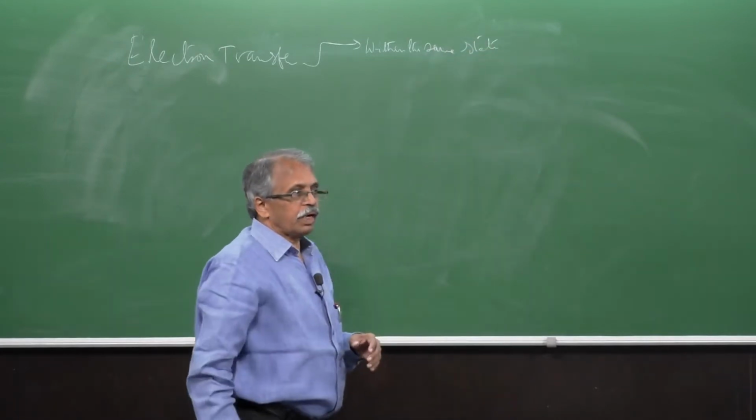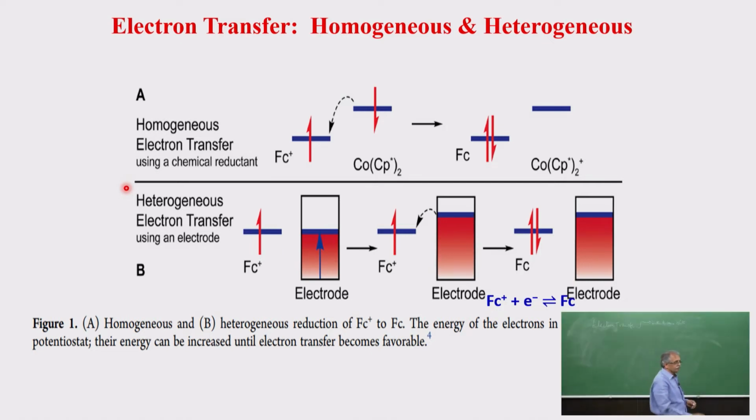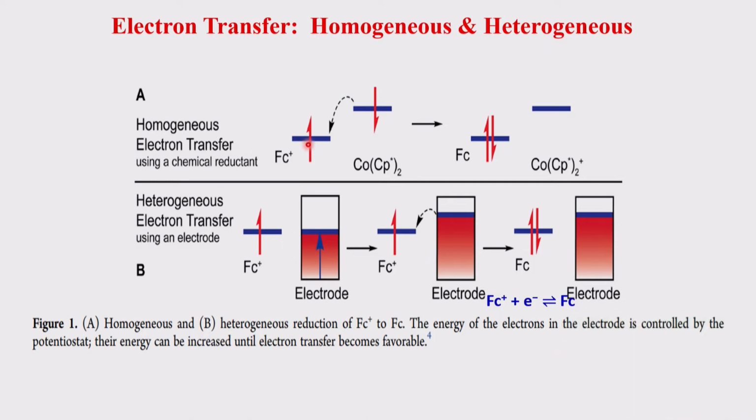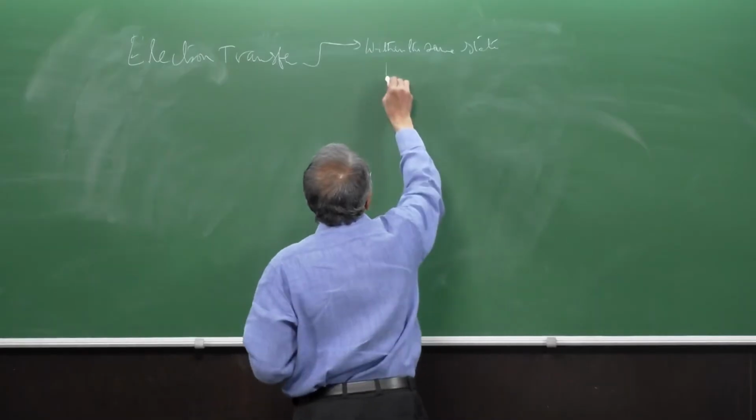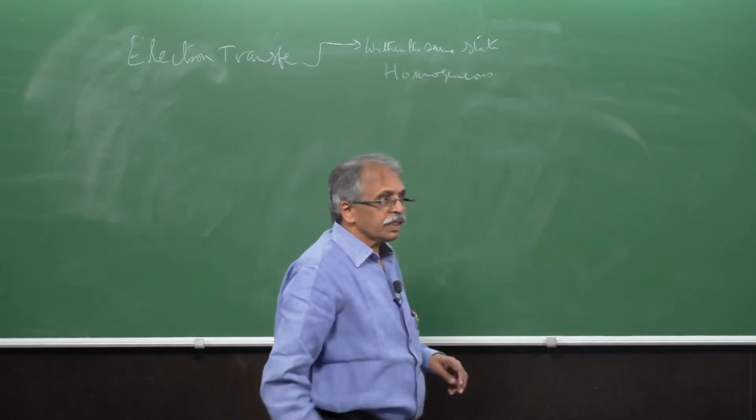So, for example, you have the reductant, you have the oxidant, both are in solution, let us say. So, then you can expect that as homogeneous. For example, here a ferrocenium ion is there, the positive cation, and the Cp star twice complex of cobalt, the cobalt 2 complex. So, what will happen? The cobalt complex will give an electron to the ferrocenium, both are in solution. That is why it is referred to as the homogeneous electron transfer.